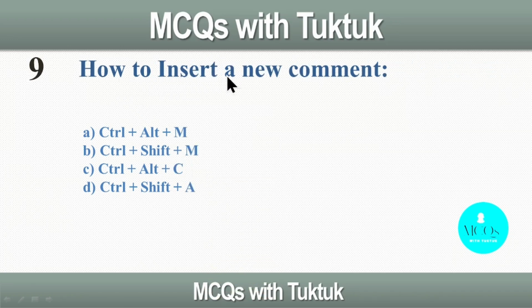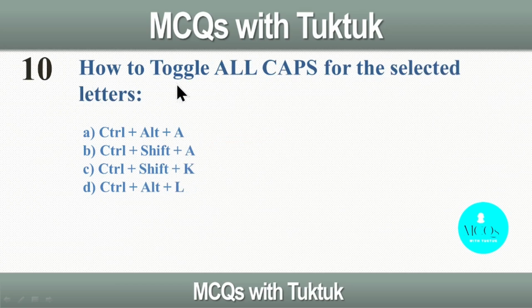Next, how to insert a new comment. To insert a new comment, that is not Ctrl plus Shift plus M, that is Ctrl plus Alt plus M. Then our next question: how to toggle all caps for the selected text? To toggle all caps for the selected text, you have to use the shortcut key, that is Ctrl plus Shift plus A.